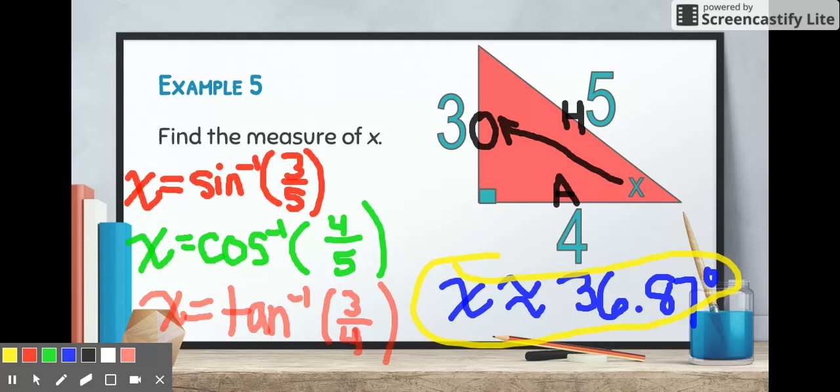To recap, you have 3 inverse trig ratios: sine inverse, cosine inverse, tan inverse. They're related to the trig ratios, but they solve for missing angle measures of a right triangle instead of side lengths. You need to make sure your calculator's in degree mode, and don't forget to put the little -1 and make sure you're closing your parentheses.